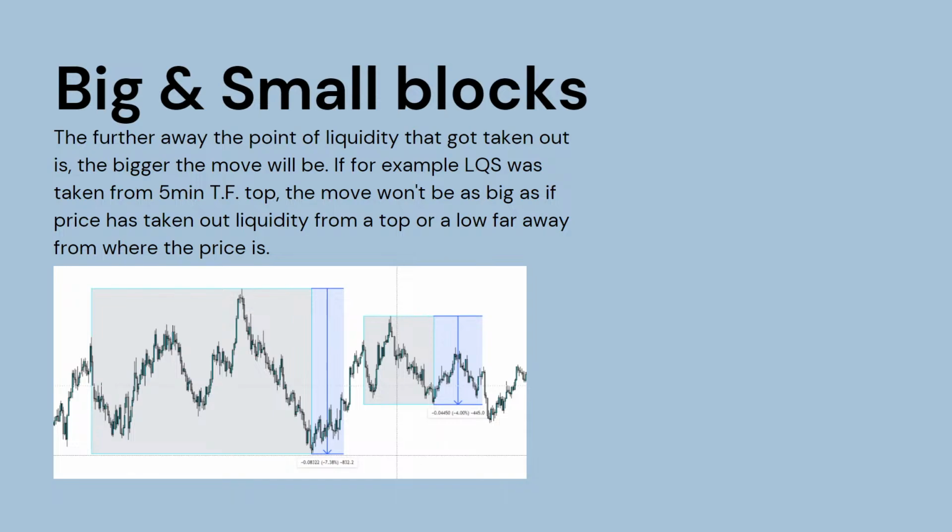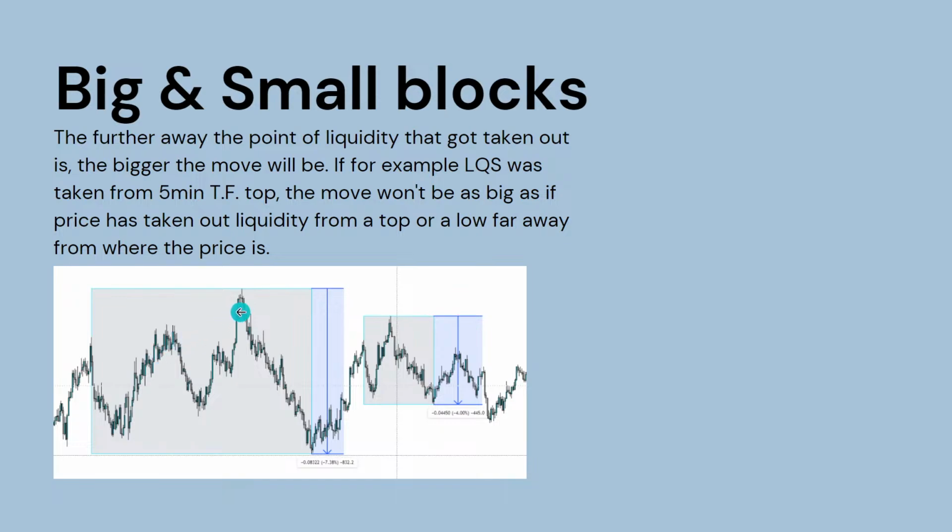Strategy. So basically, the further away the point of liquidity that was taken out is, the bigger the move will be. Either it's a down move or up, doesn't really matter, okay? If, for example, liquidity sweep was taken from a 5-minute time frame top, or basically any spike, the move won't be as big as if price has taken out liquidity from any spike, top or low, further away from where the price currently is. Okay, so I made a little drawing right here.